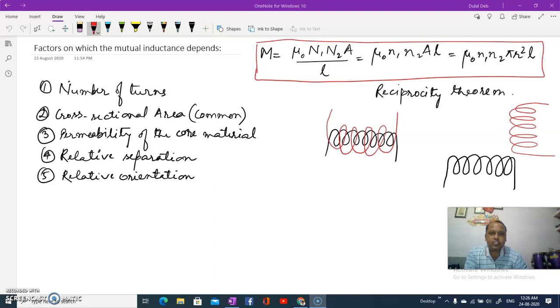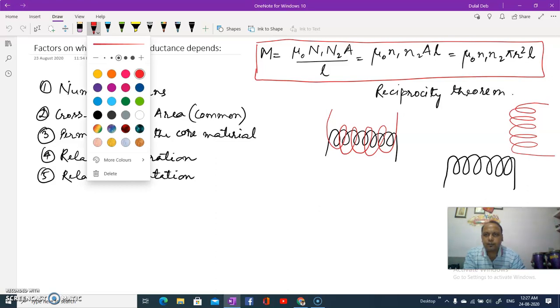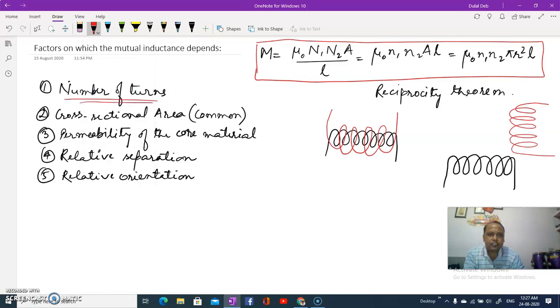We have the equation given by mu naught N1 N2 A L, or it can be given by mu naught n1 n2 A L. So it depends on capital N1 or small n1, the values are known. The factors on which the mutual inductance M depends: the first is the number of turns, N1 and N2. Mutual inductance is directly proportional to the product. So the more the number of turns, the more the value of mutual inductance.